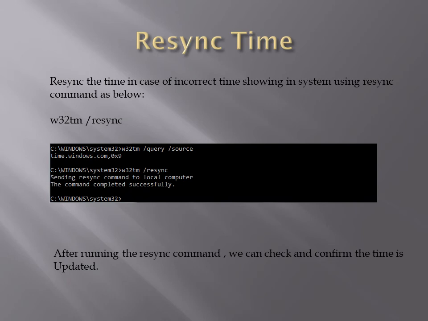So finally we come to resync time. If in any case you find that time is incorrect or not resyncing, then you can run the command W32TM /resync to update the time or resync with the server. Once you run the command, you can check and confirm that time is updated.